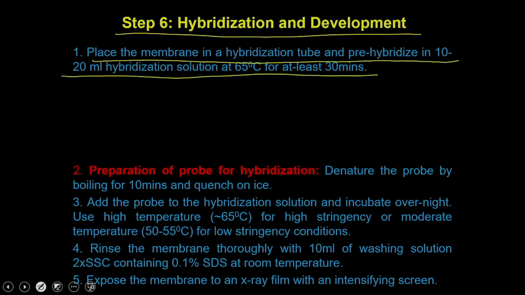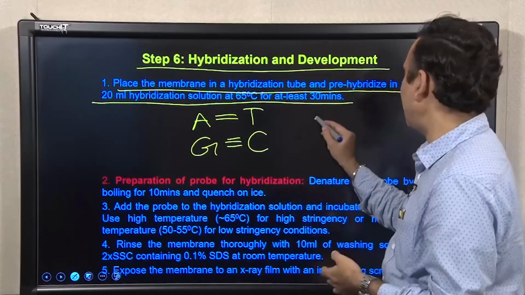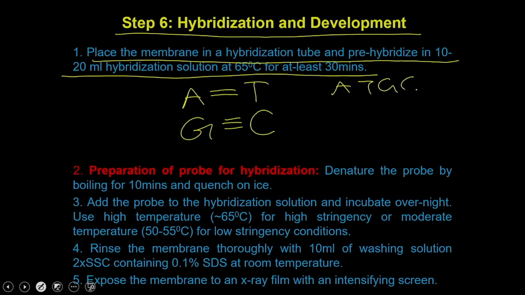So, what is meant by hybridization is that A is going to hybridize with T and G is going to hybridize with C. So, hybridization is a reaction where the probe is going to look for the complementary sequence. Suppose you have a sequence of ATGC and the C is radio labeled, then it is going to bind a sequence which is like this.